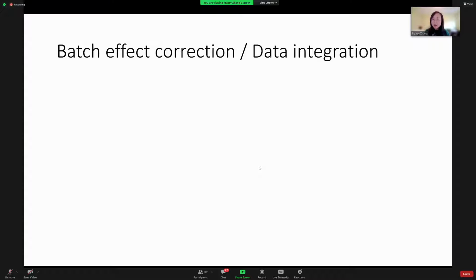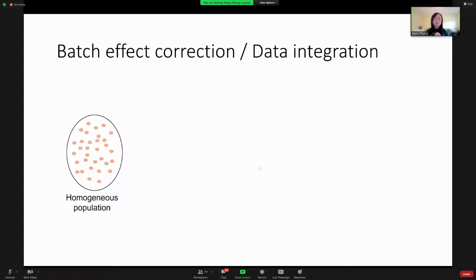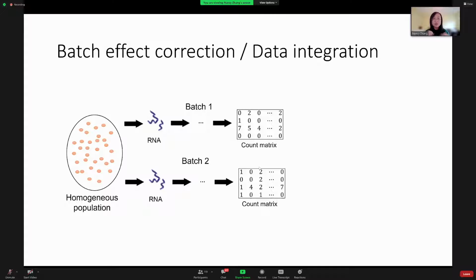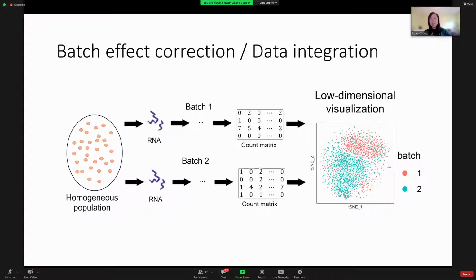Another question that we often have to grapple with is batch effect correction. What that means is that oftentimes you start out with a homogeneous cell population, like a tissue you're studying, and then you have two lab technicians doing the experiment. Those are the two batches. Then you look at the data and try to project it into low dimensions, and the two data sets don't fall in the same space. So there are systematic differences between batches.